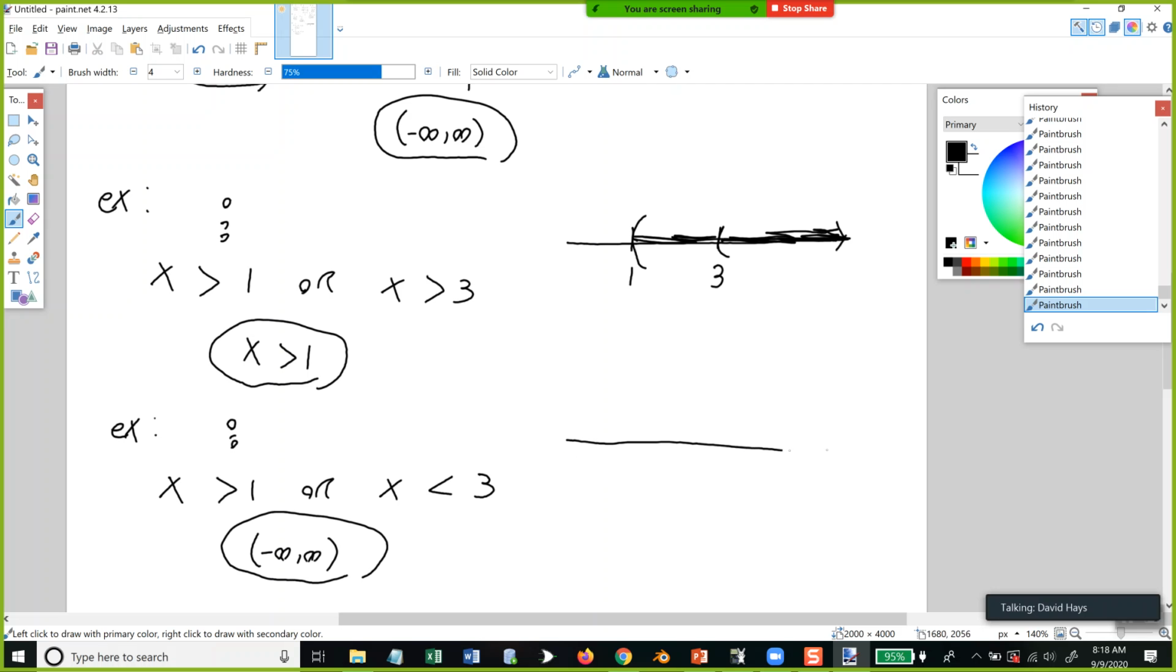If you ever get weird results and you wonder why, just graph it. It'll probably be obvious then. X is greater than 1 is going to look like that right there. X is less than 3 will look like that right there. So everything is shaded. That's why it's negative infinity to positive infinity.